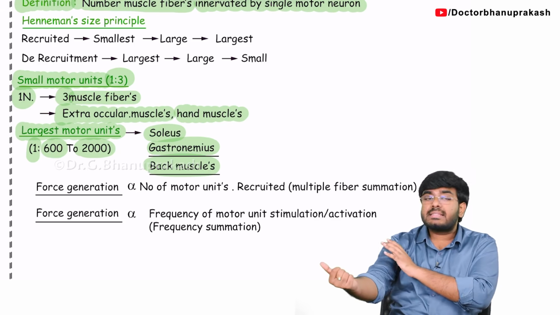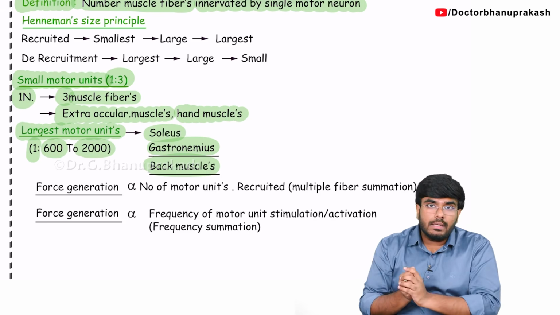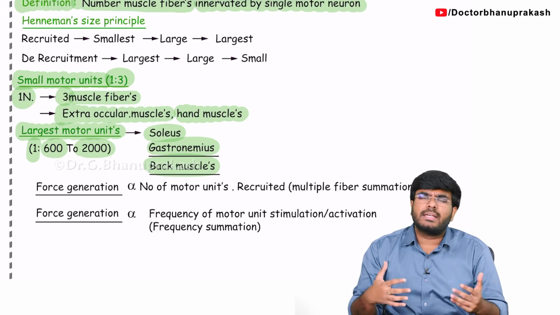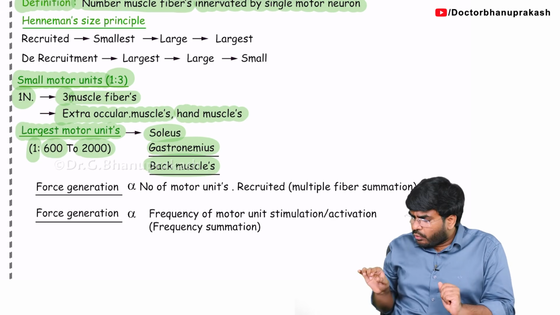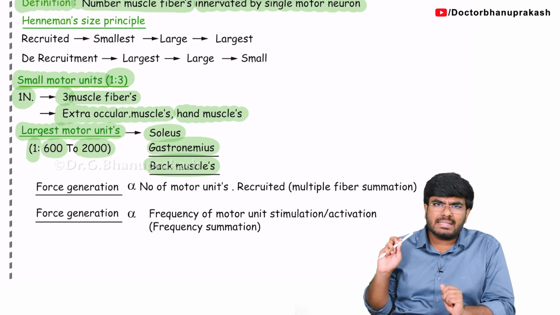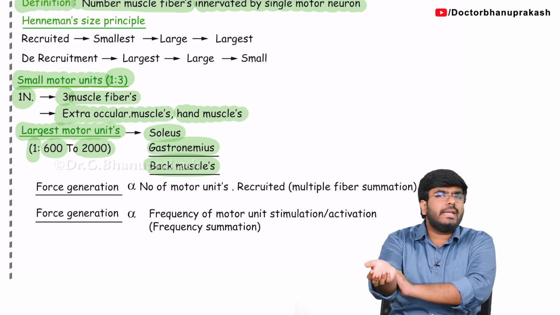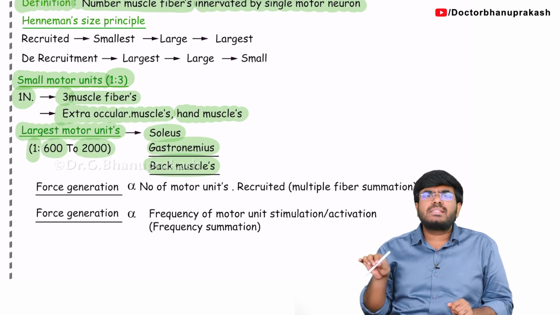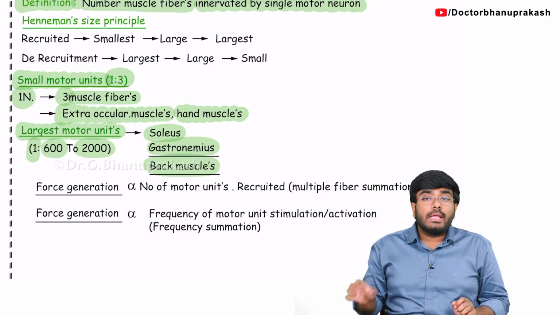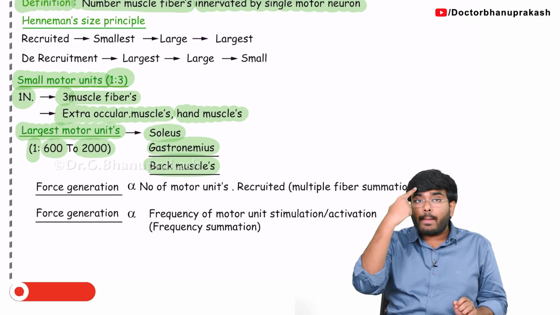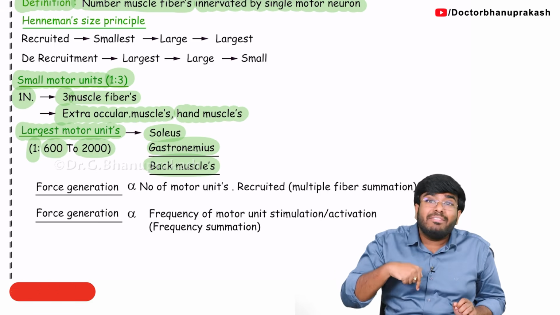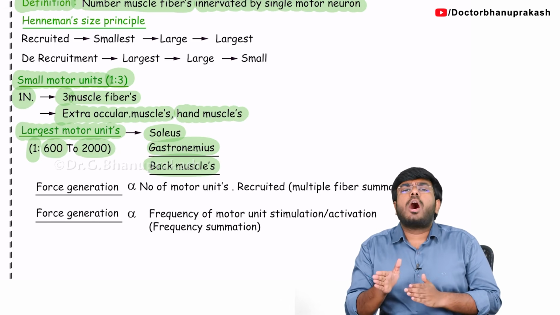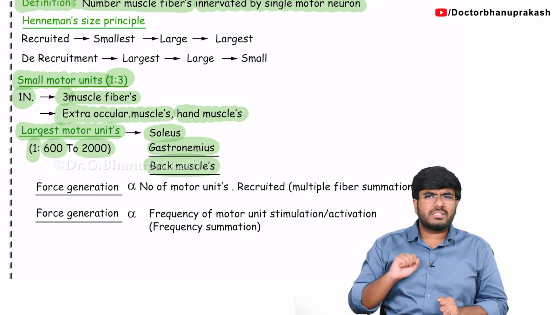Again guys, listen, in a single muscle, there are thousands of motor units: small motor units, large motor units, intermediate motor units, something like that. When you want to perform a simple task, all the muscle fibers need not be activated. What will happen? Your upper motor neurons will activate first a small motor unit.